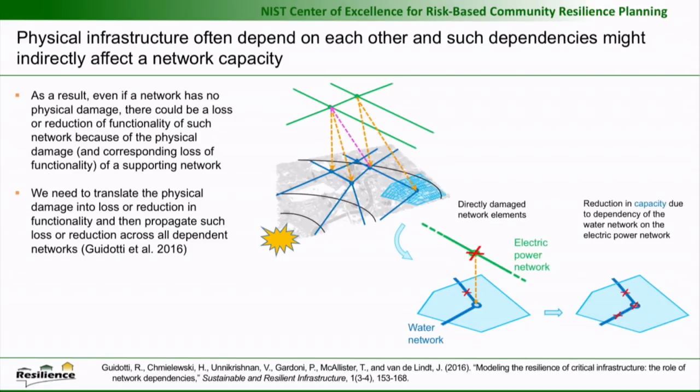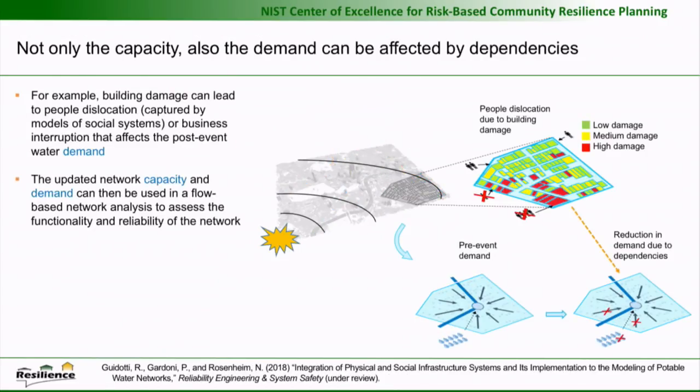Physical infrastructure often depend on each other, and such dependencies might indirectly affect a network capacity. As a result, even if a network has no physical damage, there could be a loss or reduction of functionality of such network because of the physical damage and the corresponding loss of functionality of a supporting network. So we need to translate the physical damage into loss or reduction in functionality and then propagate such loss or reduction across all dependent networks.